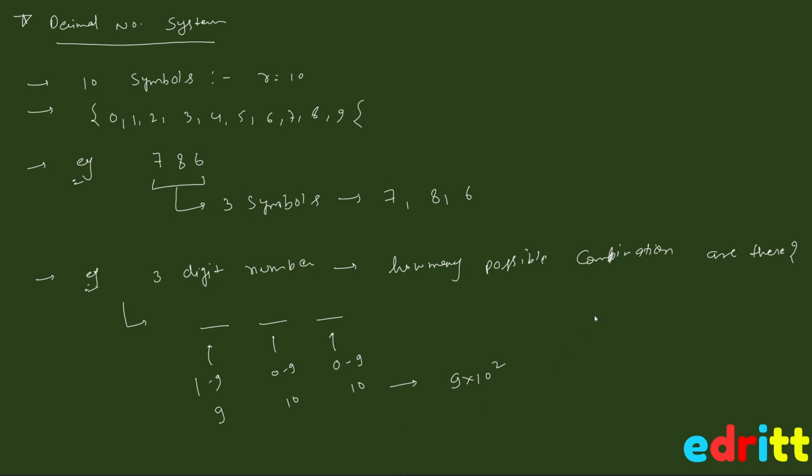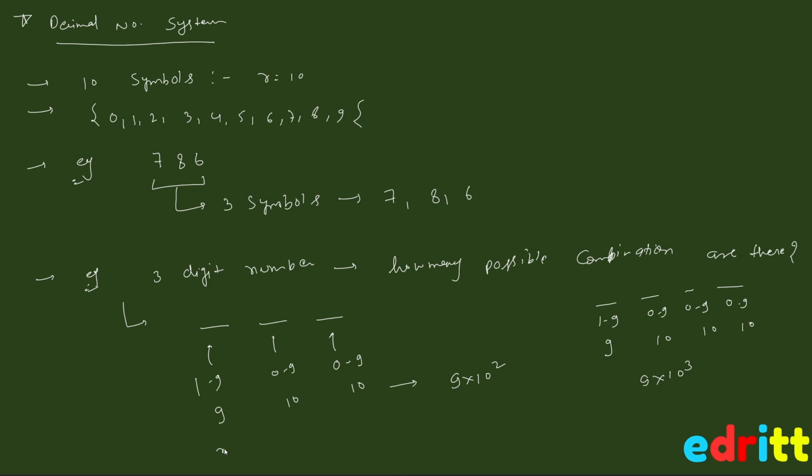Now assume a 4-digit number. In the case of a 4-digit number, again, this is from 0 to 9, this is from 0 to 9, this is from 0 to 9, and this is from 1 to 9. Now here 9 possible values, then 10, 10, and 10 possible values. Simply put, it can go up to 9 into 10 raised to power 3.